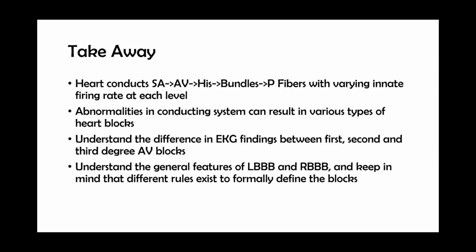The heart conducts from the SA node to the AV node to the bundle of His to the bundle branches, eventually to the Purkinje fibers, with varying innate firing rates at each level. Abnormalities in the conducting system can result in various types of heart block. We understand the difference in EKG findings between the different types of AV block, and we also understand the general features of left bundle branch and right bundle branch blocks, keeping in mind that they do have formal definitions and criteria that must be met to officially claim that these blocks are present in a given EKG.